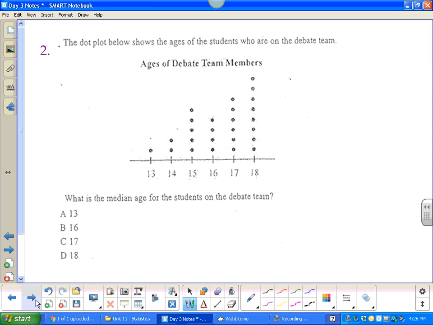The dot plot shows the number of students who are on a debate team, and I want the median. So the median is the middle, so you just go in here and cross them out until you find the middle. So 17.